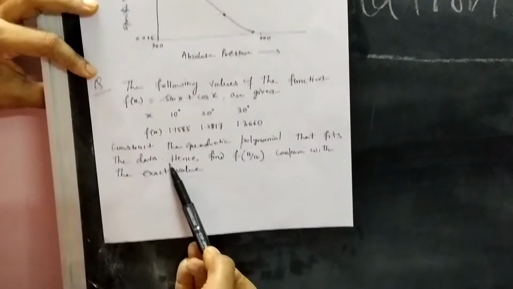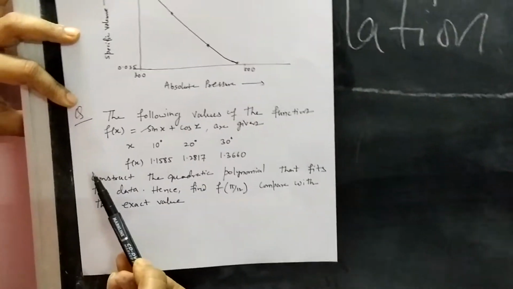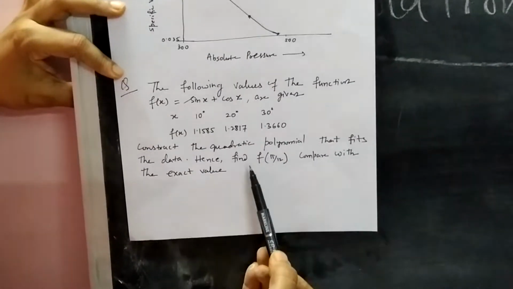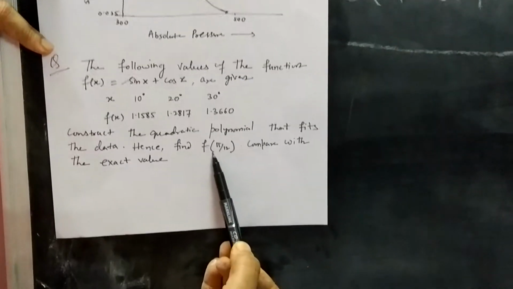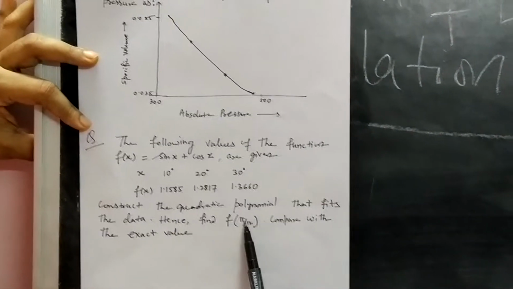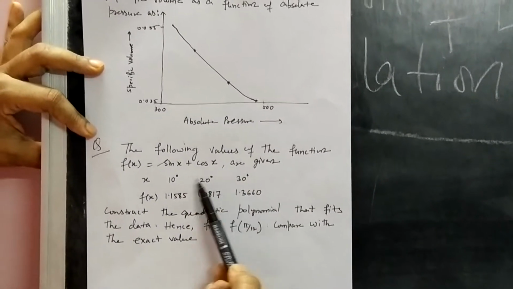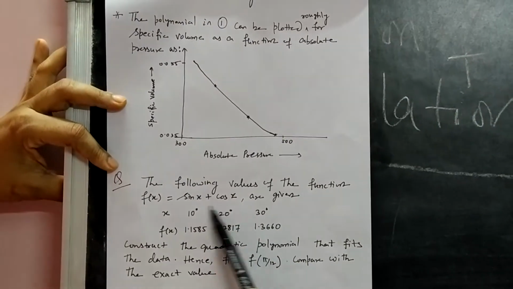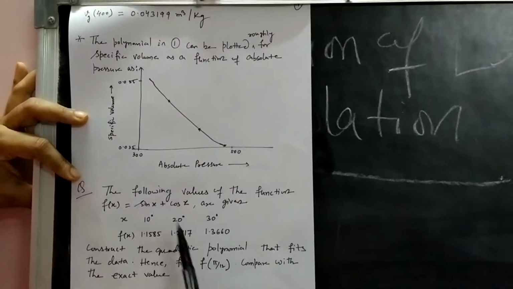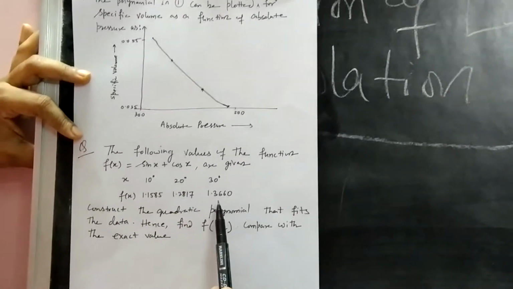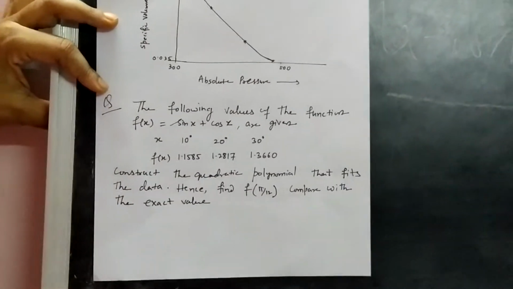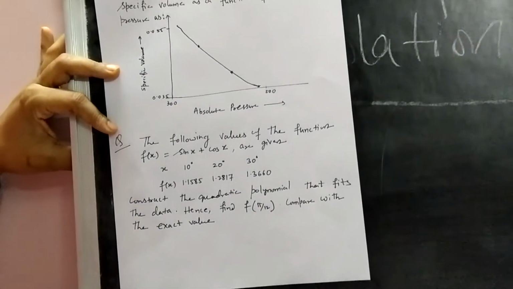That fits the data. We have to identify the quadratic polynomial which fits this data, and from that polynomial we have to identify the value of the function at x equal to pi by 12. This pi by 12 is not given in the data, but it lies somewhere in between. If we convert this degree into radian, we can find this out. And finally we will see whether it is okay or not.